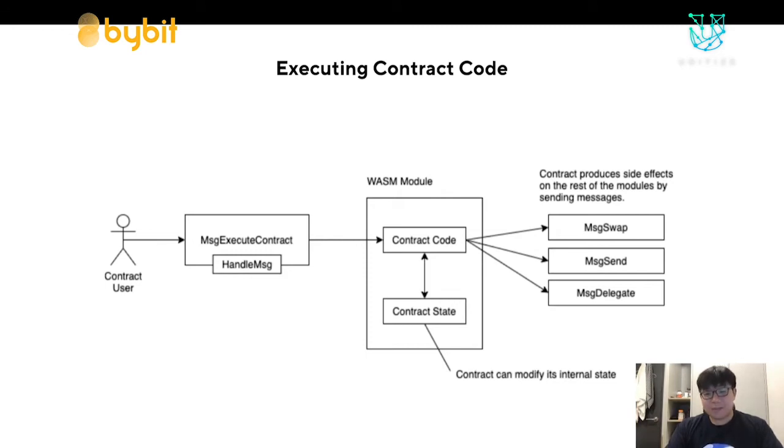And finally, when the contract finishes execution, the contract can affect the rest of the blockchain by emitting its own messages like message swap, message send, and message delegate.